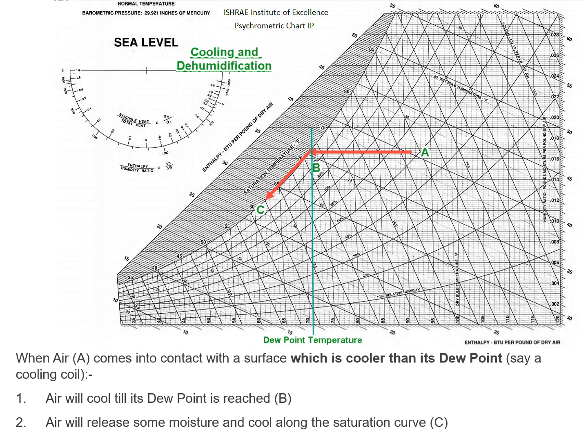When moist air comes into contact with a surface whose temperature is lower than the dew point temperature of the air, then the following two processes take place in sequence. First, the air will cool sensibly till its dew point temperature is reached. Thereafter, it cools further while releasing its moisture content along the saturation curve till it attains the temperature of the surface.